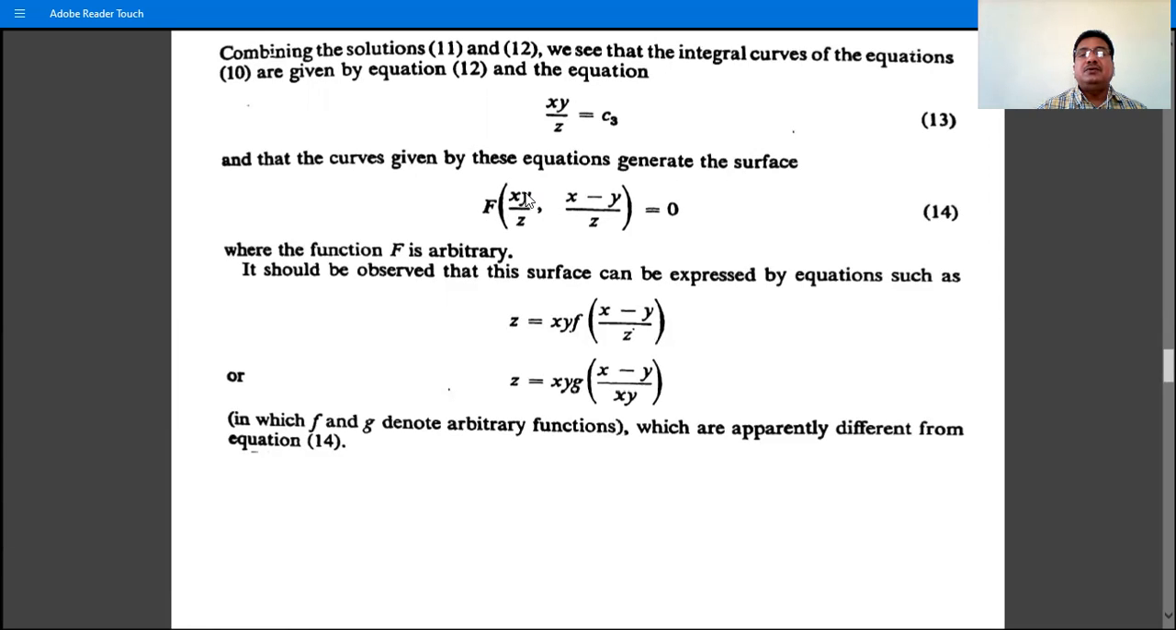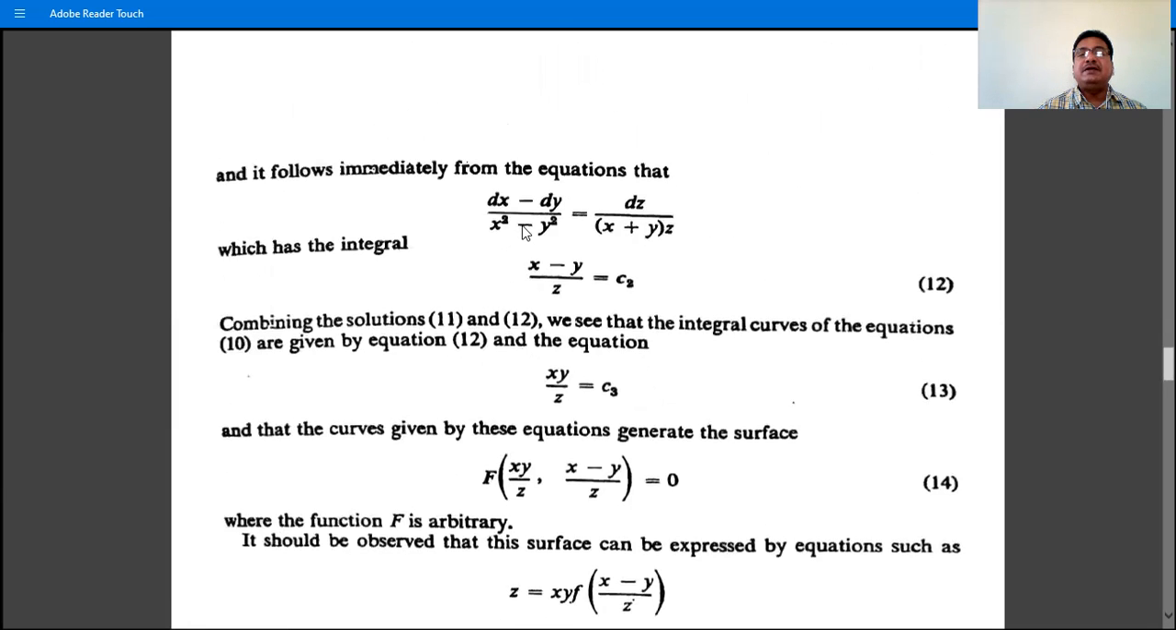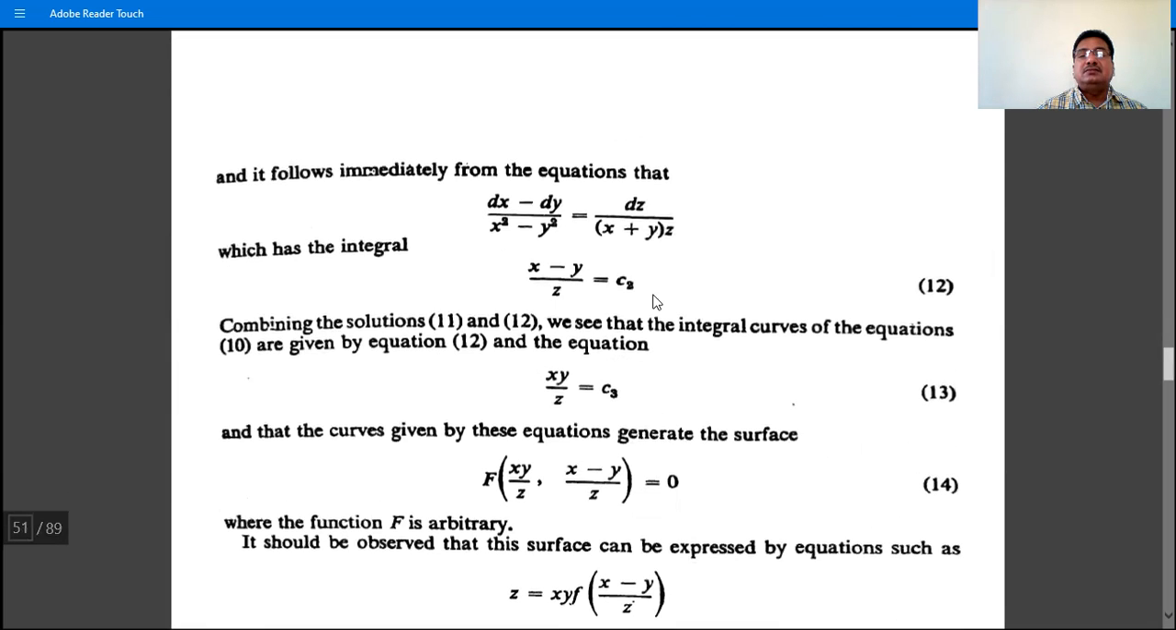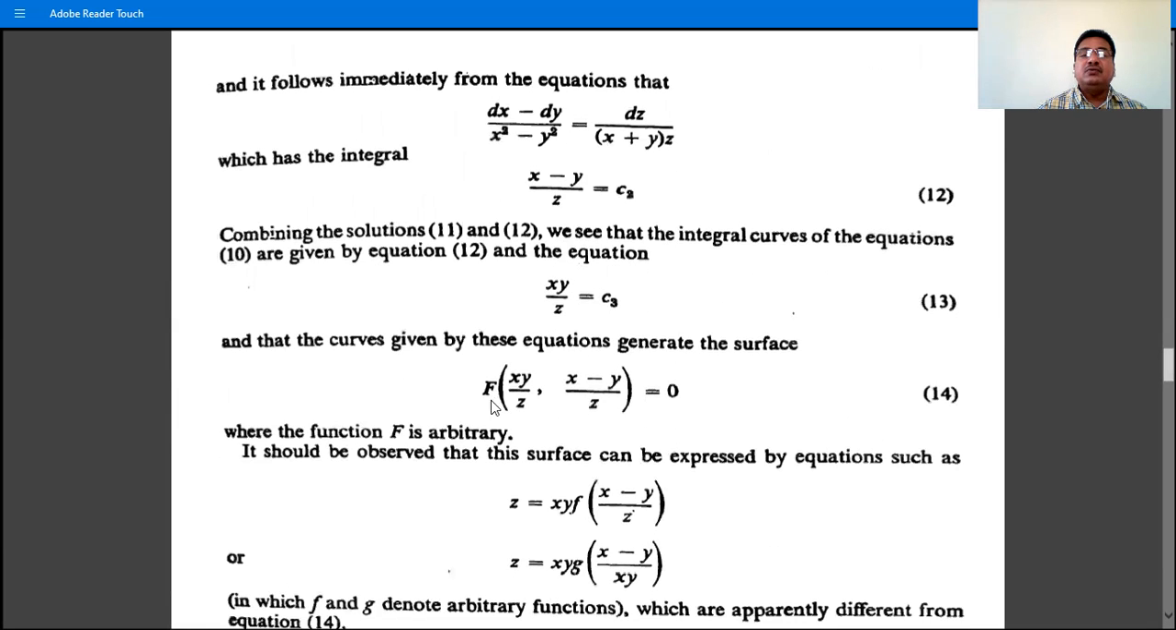F of u, v is equal to 0, that is, u is what? x into y by z. Here three solutions are obtained, so out of three, take any two as u and v.